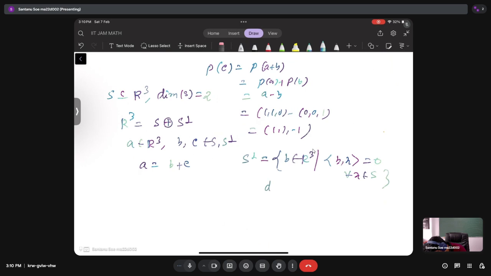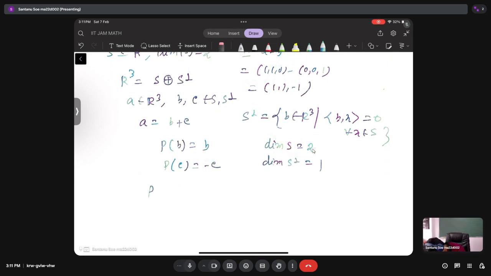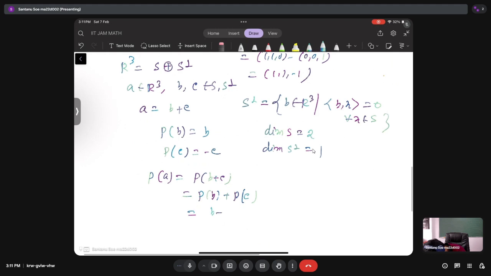Now, since the dimension of S is 2, the dimension of S perpendicular will be 1. So now we just stated that the reflection of the same point will be the same point, the B, and the reflection of the other point C, which does not belong to S, will flip and go to the opposite side, and it will be just the negative of that point. So the reflection of C will be minus of C. So given any point A in R3, which can be written as a sum of B plus C, has a reflection formula through this two-dimensional space as reflection at B plus reflection at C, which is B minus C.